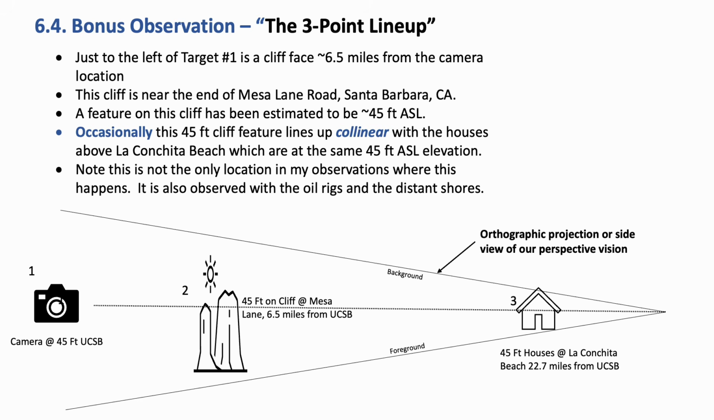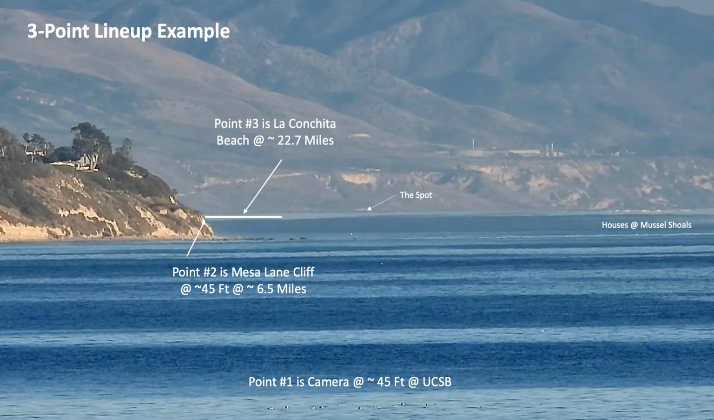Occasionally, it lines up collinear from my camera to that cliff face and the houses at La Conchita Beach. So that's 3 points of equal elevation. Again, the camera, the cliff face, and the houses at La Conchita Beach, all in a straight line. 3 points define the line. It's not the only place that this happens. It also happens between the oil rigs and the distant shores. Here's a few examples of a three-point lineup.